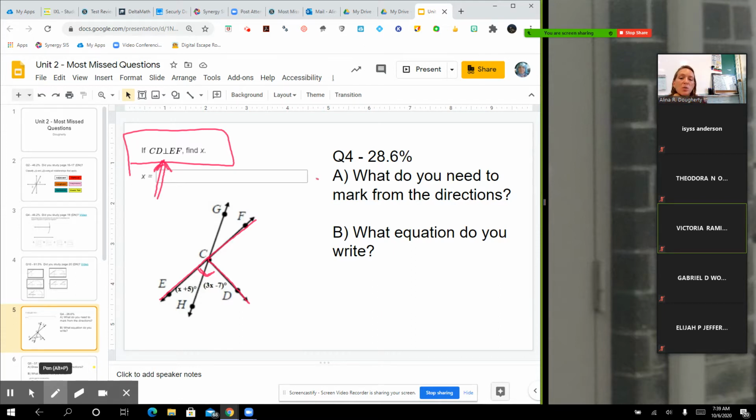So once we've marked what we need from the directions, and that is a super important step, you cannot skip that step, then what equation can I write if I know they're perpendicular and they equal 90 degrees? x plus 5 plus 3x minus 7 equals 90. Beautiful.